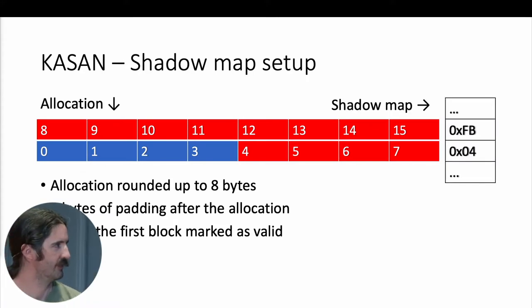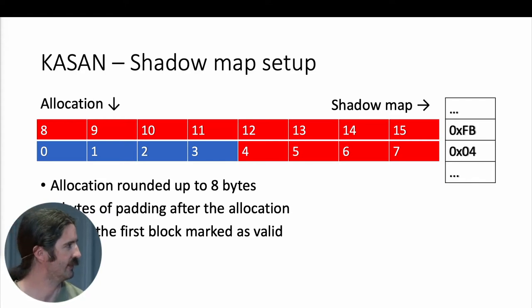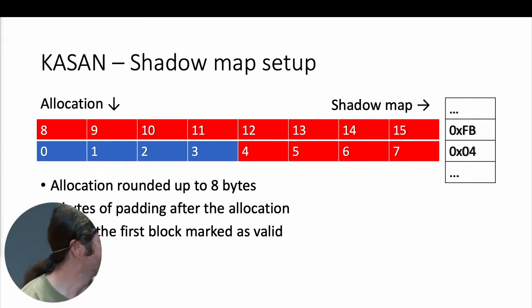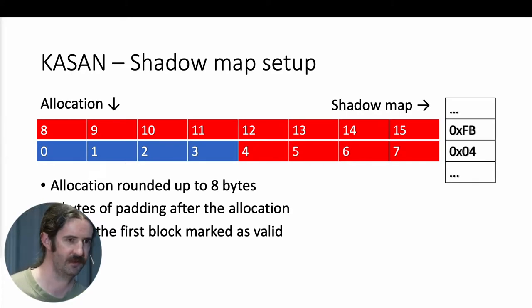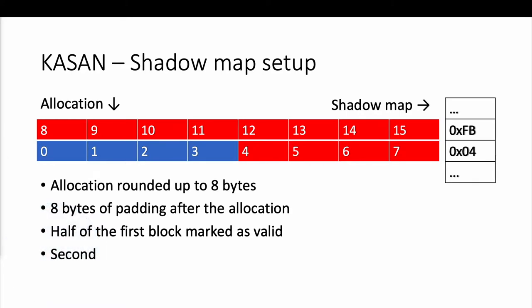We then put some data into the shadow map. So we say 4 bytes are valid in the first entry, and FB is saying it's a malloc buffer. So if we do have a buffer overflow there, we'll know that it's from reading past the end of a malloc array. I say the first half is valid, and I apparently forgot to write that the second block is marked as malloc.